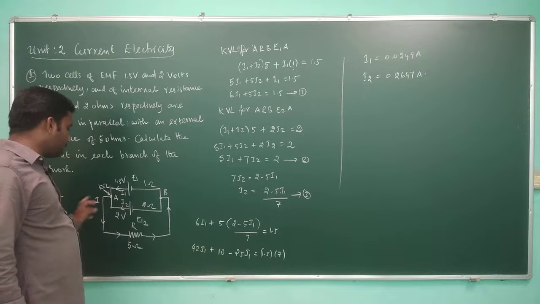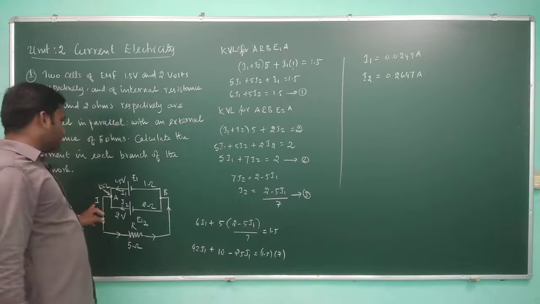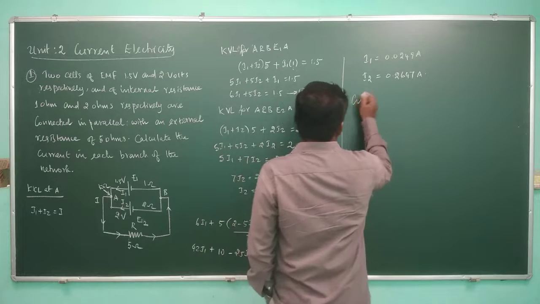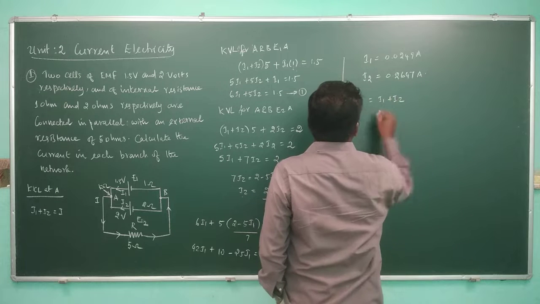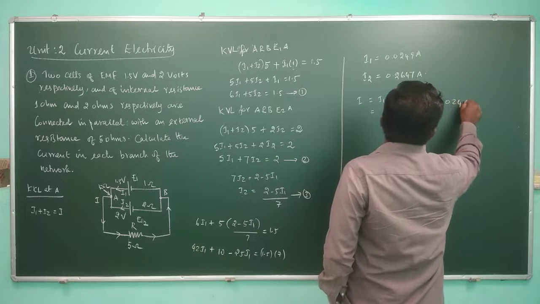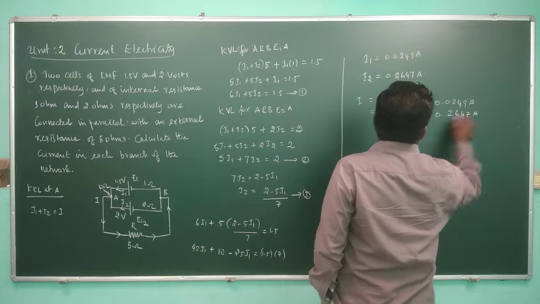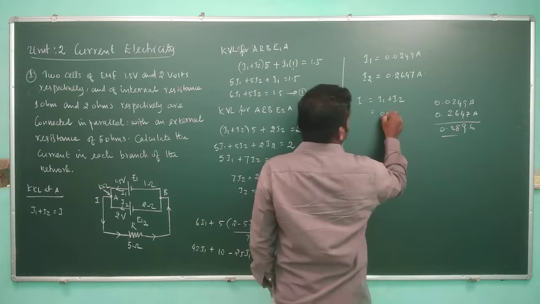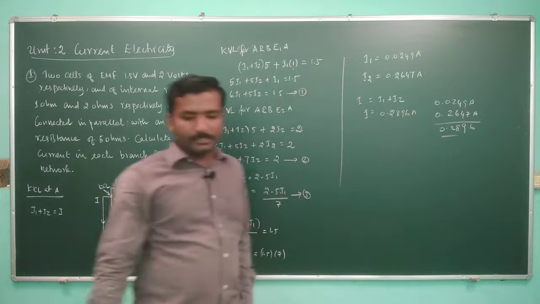Now we have to calculate the current through the resistance. That is nothing but the sum of the currents through these batteries. So simply you can write I equal to I1 plus I2. You can sum these two: 0.0249 ampere and 0.2647 ampere gives 0.2896 ampere, which is the current flowing through the resistor.